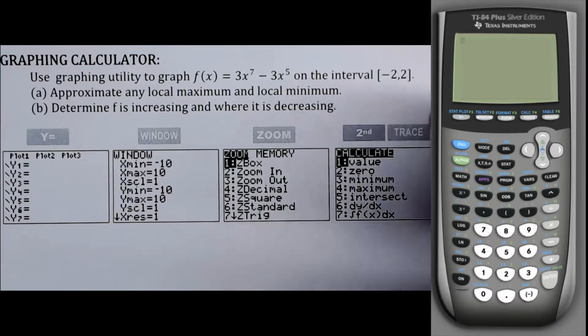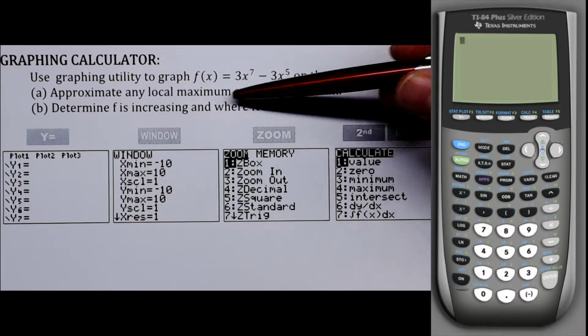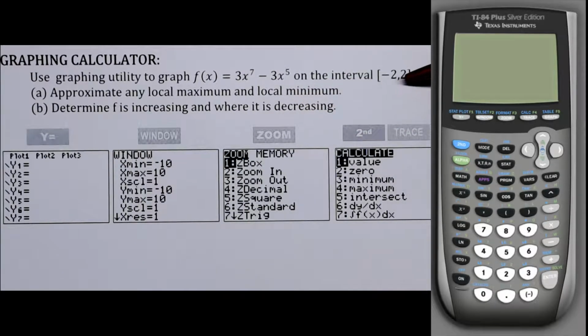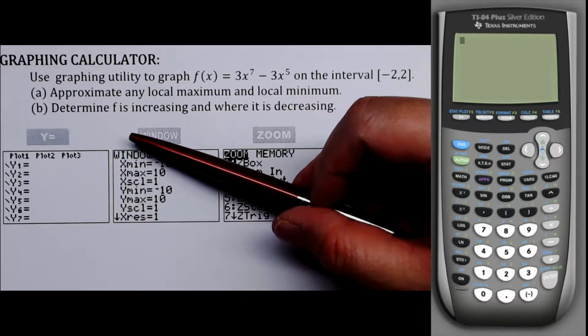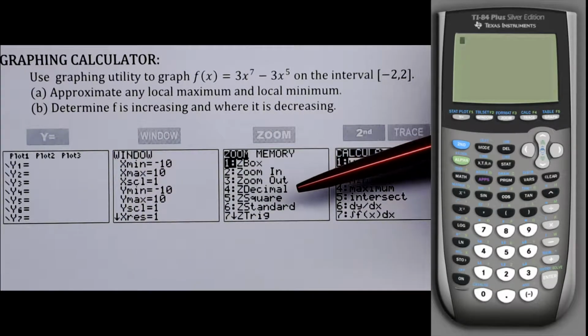On this question, we will use the graphing calculator to find the local maximum and the local minimum of this function on the interval of -2 to 2, and after that we determine where the function is increasing and where the function is decreasing.